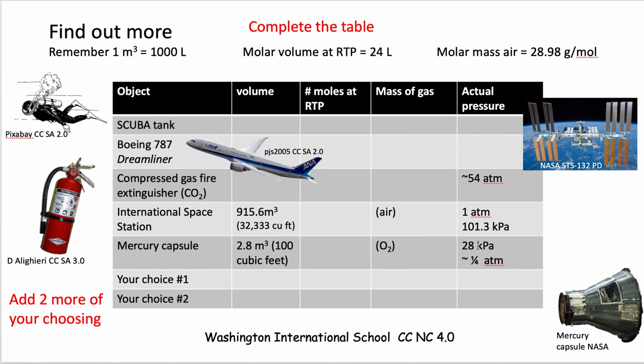That had pure oxygen in it, and its pressure was about just over a quarter of an atmosphere. And then you can choose 2 more objects and look at their volume, how many moles, which gas it is, and add that to the list. So pause while you do that, finish it up, and extend your knowledge of the world around you with reference to gases and the mole.